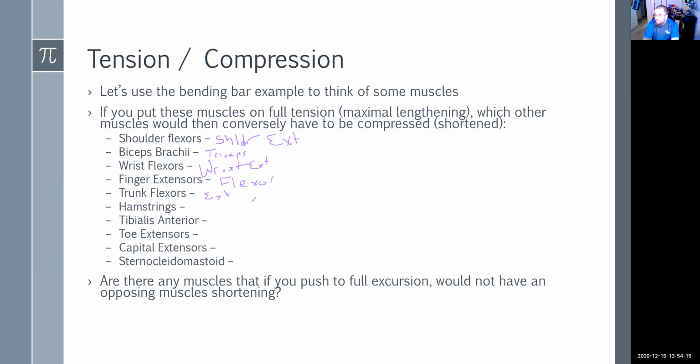In the human body, there's not really a good example. So it says, are there any muscles that you push to full excursion that will not have a muscle shortening? Not really. Most muscles, when they're pushed to full excursion, have a muscle opposing it that is shortening. That's the way the body is designed. And we'll talk about the theory of reciprocal inhibition in kinesiology, and how that comes into play with this, because it helps us understand that when one muscle is getting stretched out, the other muscle is going to get compressed and shortened.